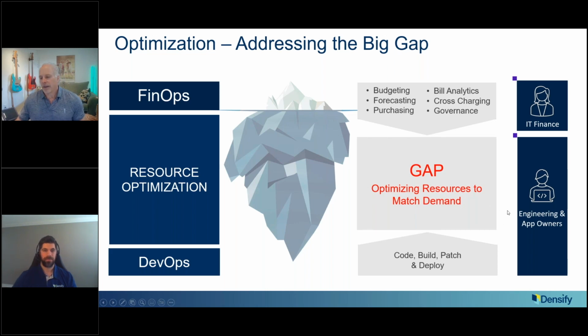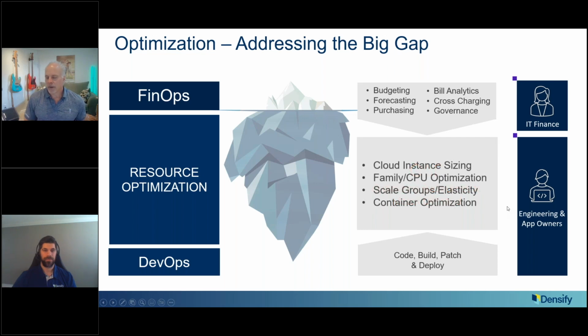One of the ways that we focus on helping companies focus on that big gap, well, it's around correct sizing of the cloud instances, ensuring that you're running on the correct family, CPU optimization, the correct chipsets to help your applications run the best, analysis of the scale groups and elasticity. And today's focus really is all around resource optimization at the container level, Kubernetes level, CPU memory requests and limits. That is our focus today, and that's what we're going to really be talking about in the next 20 minutes.